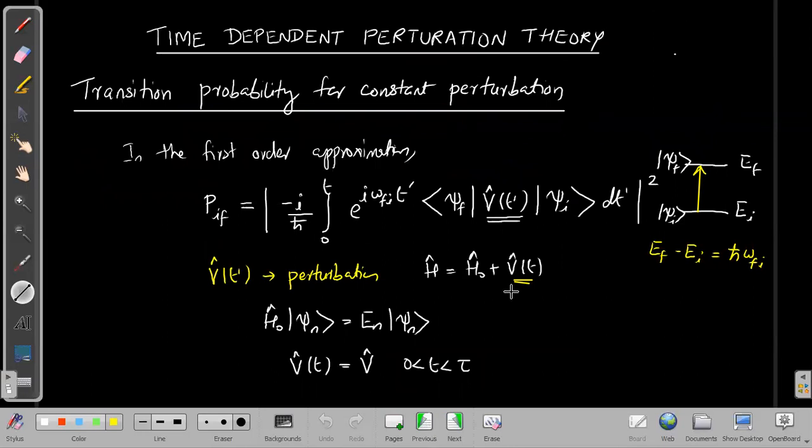Okay, this V of t which is constant, V of t equal to V for a small amount of time, and it is zero otherwise. So that is why we have discussed this problem as a time dependent perturbation theory problem. Now in the next section we'll add one more term, that is, we'll add a harmonic perturbation term to discuss further.